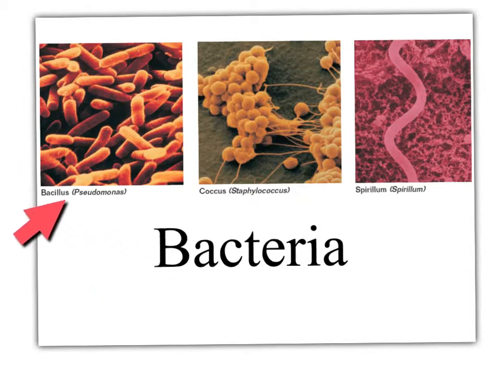Over here you can see the bacilli or rod-shaped bacteria. This one's called Pseudomonas, and you'll notice that it has a rod shape. We have these coccus bacteria. This is Staphylococcus. They are round-shaped bacteria. And we also have bacteria which are really interesting, which are called spirillia or spiral-shaped bacteria. You don't really need to necessarily memorize that. It's just interesting to know that bacteria do get their name based on their shape.